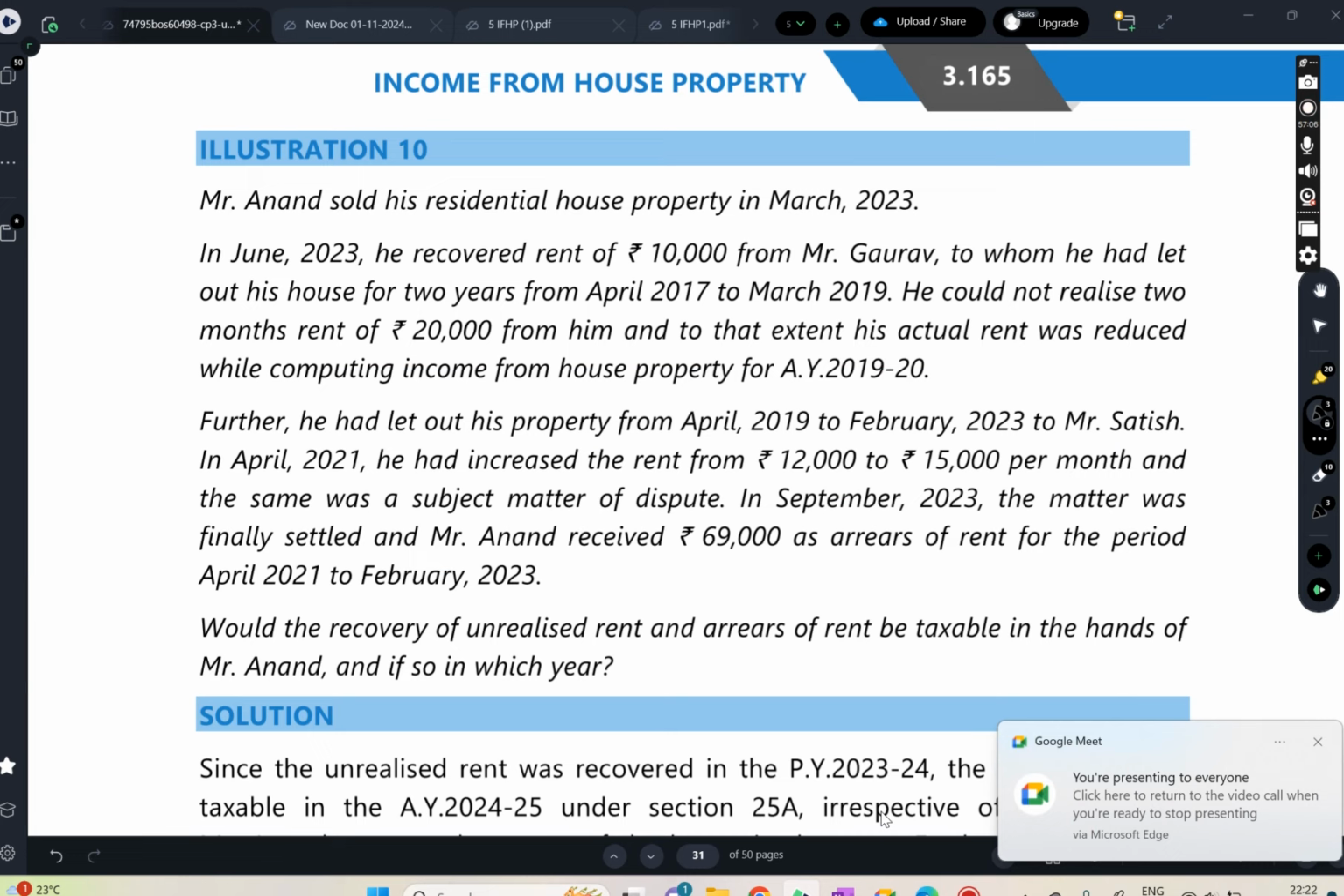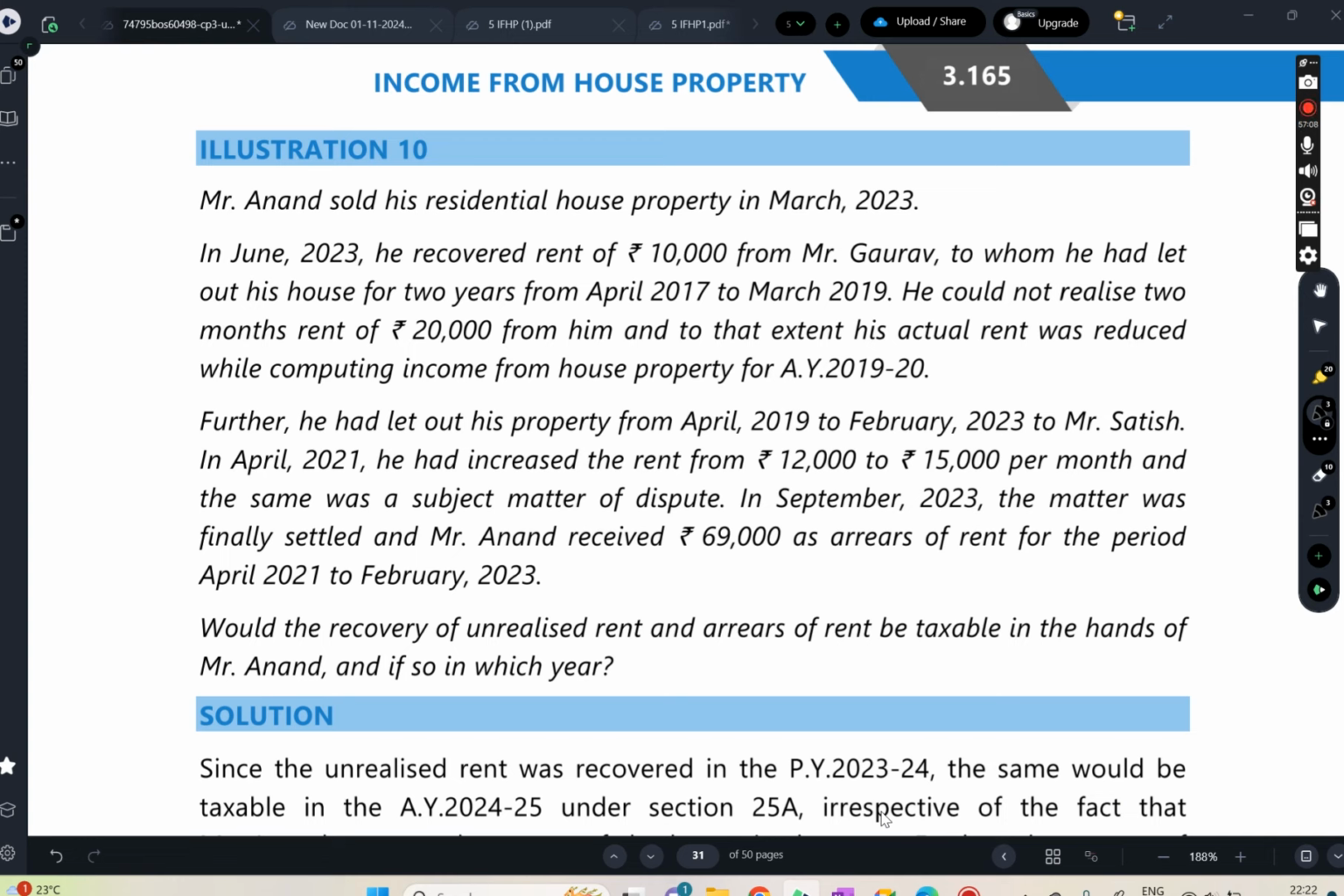Anand sold his residential house in March 2023. In June 2023, he recovered a rent of 10,000 from Mr. Gaurav, to whom he had let out his house for 2 years from April 2017 to March 2019. Okay, now you see here, in June 2023 we recovered, so how much? 10,000 from Gaurav.